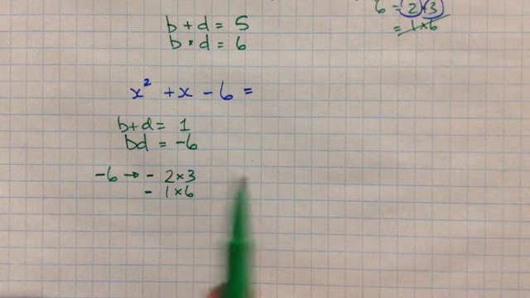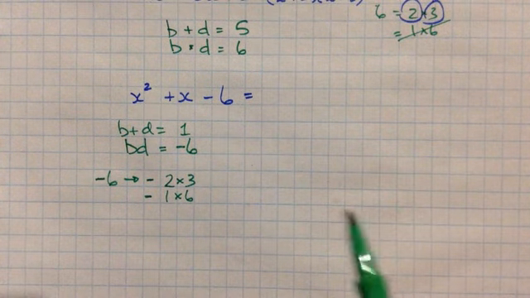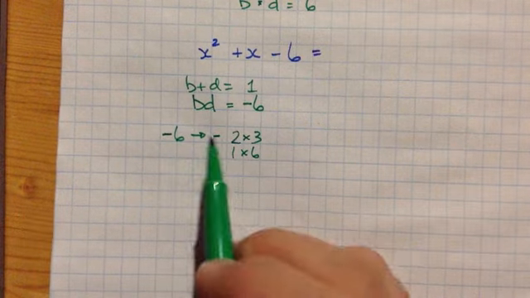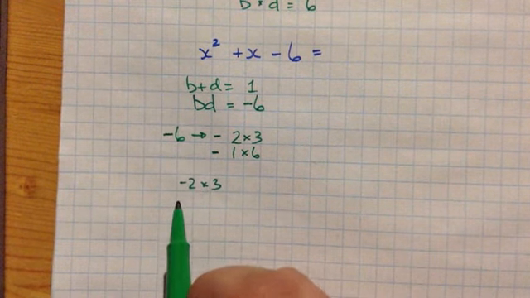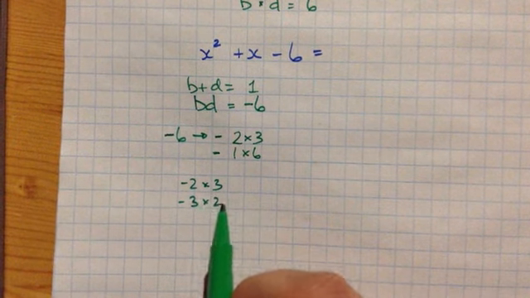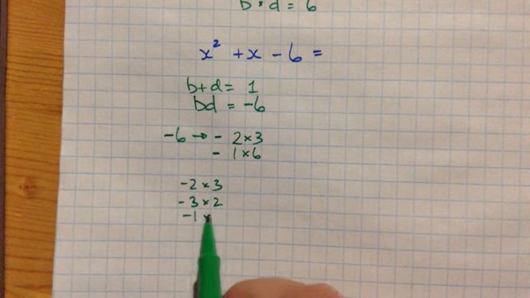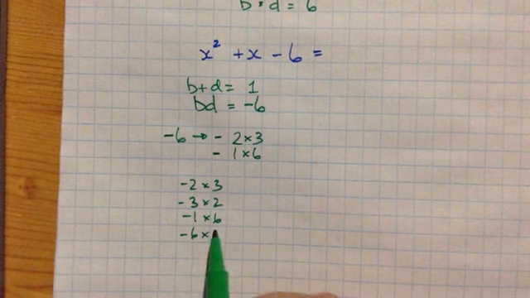So I kind of have 4 possibilities to check here. Well, let's check them all. Just really quickly here, I'm going to write them down the side. I've got negative 2 times 3, negative 3 times 2, negative 1 times 6, or negative 6 times 1.